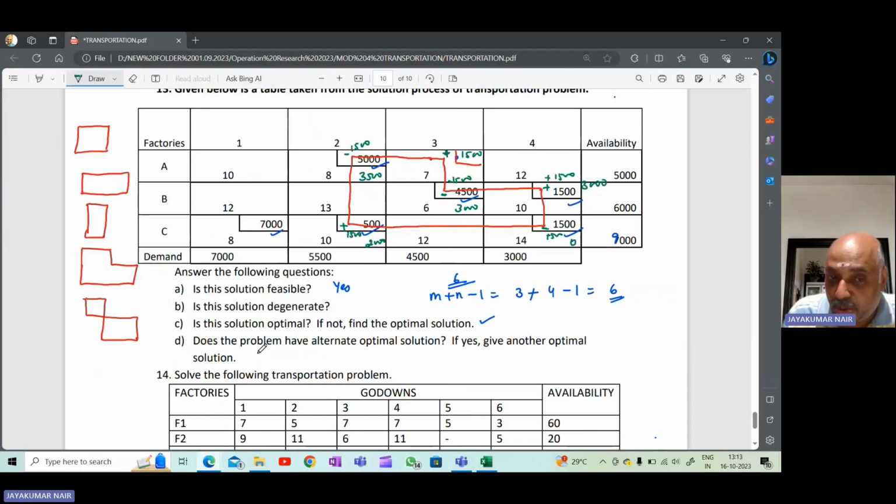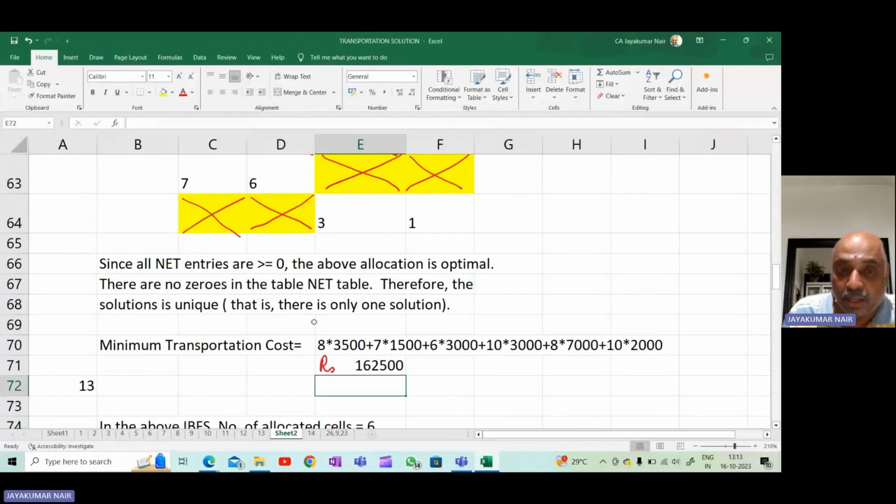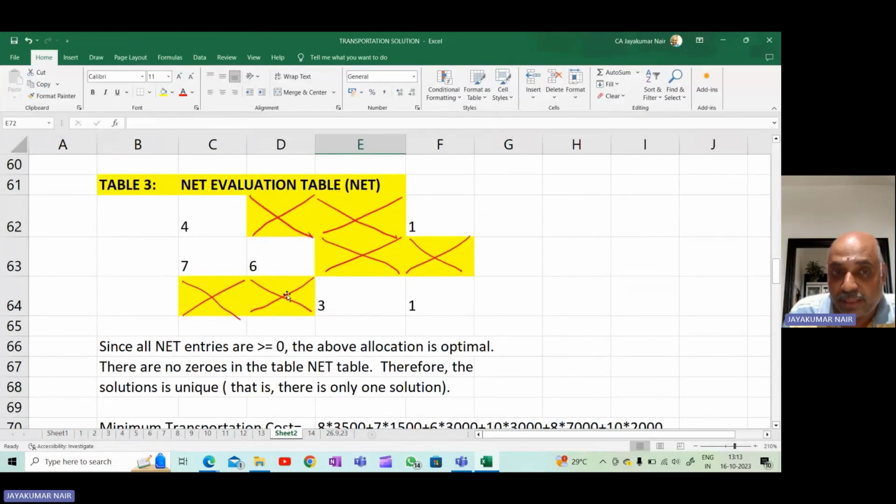And they are asking, does this problem have an alternate optimal solution? The answer is no, it does not have an alternate optimal solution because there is no zero in table 3, that is, the net evaluation table.